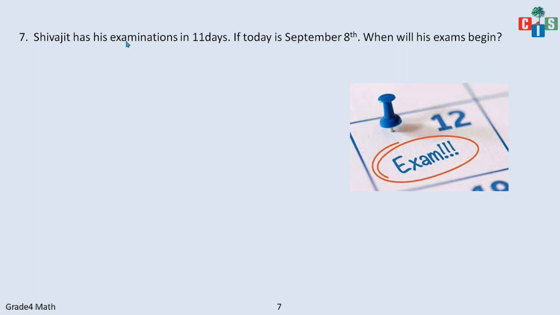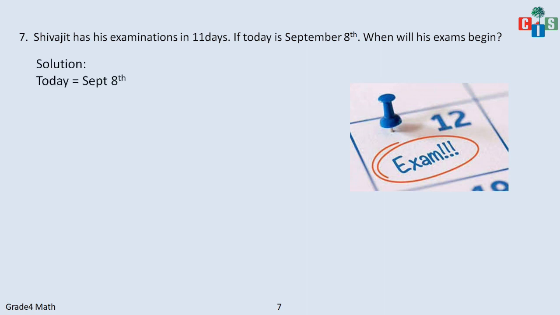Shivajit has his examination in 11 days. Okay. But if today is September 8th, when will his exams begin? So if today is 8th September, Shivajit is going to have his exams after 11 days. Yes. So when will the exam begin? That you have to calculate. For this, what we do, we just add on 11 days to 8th September. Yes. So that's what we are going to do with the statements, because this is the word problem.